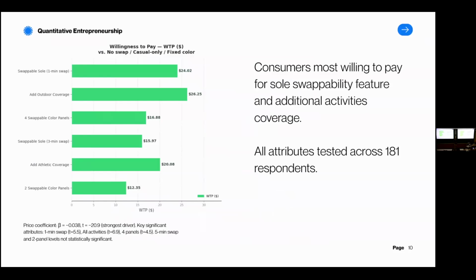From this survey, we got the following data: consumers are more willing to pay for the swapping sole feature and the full activity coverage that we offered. What this means is that in comparison with the basic shoe that has the regular features, consumers will be willing to pay about $25 more just to be able to swap their soles and add the whole activity coverage.